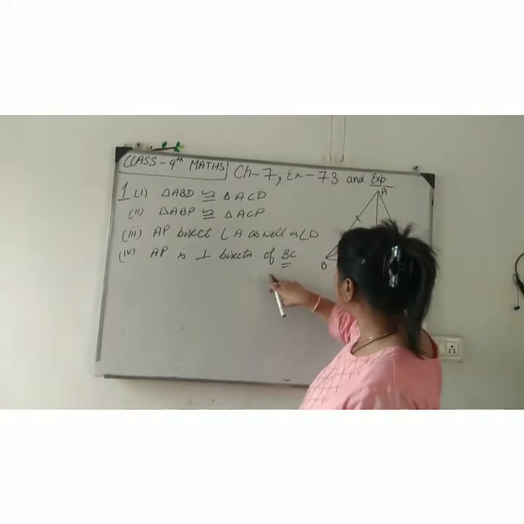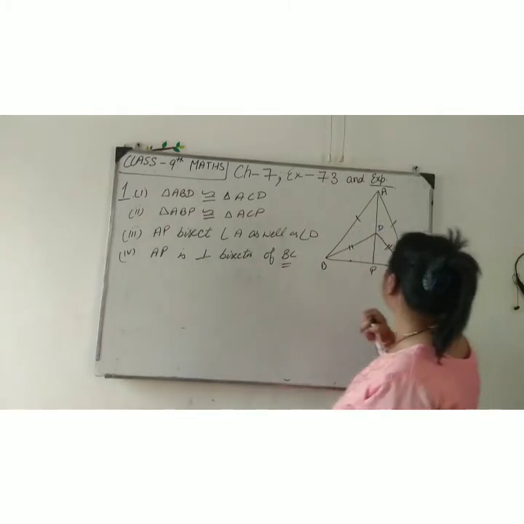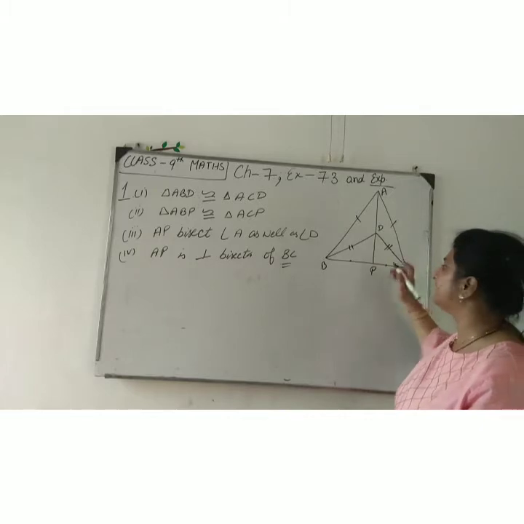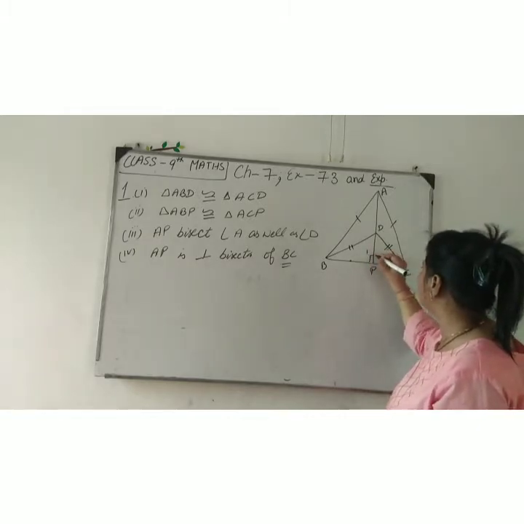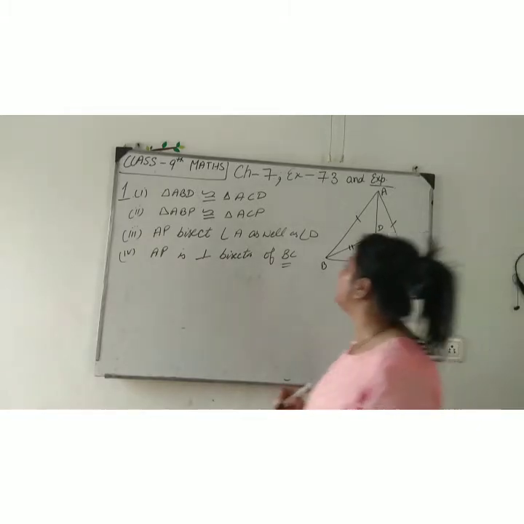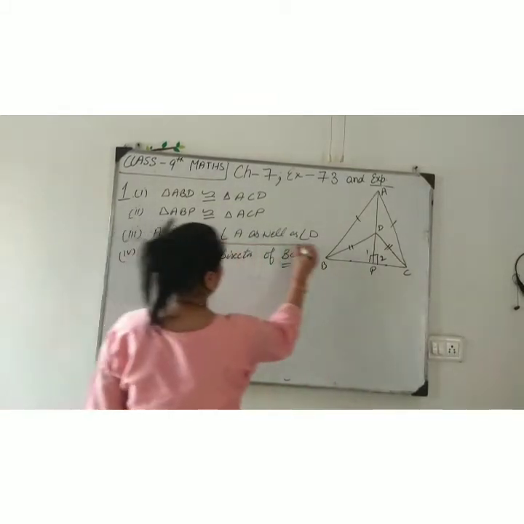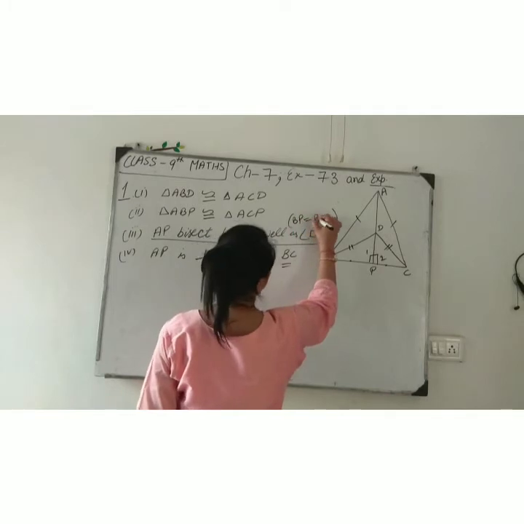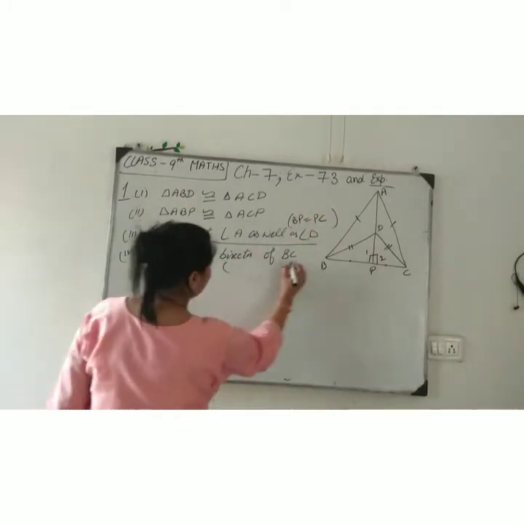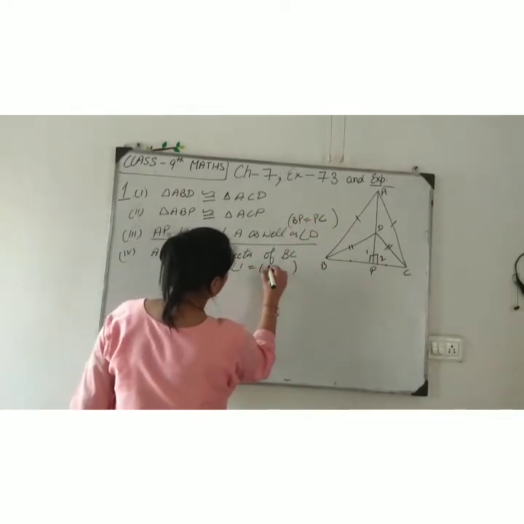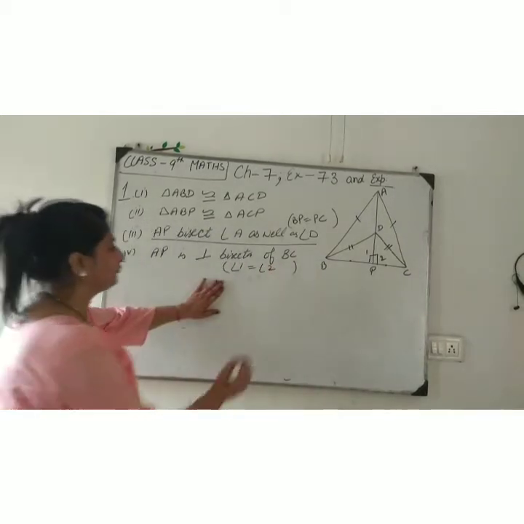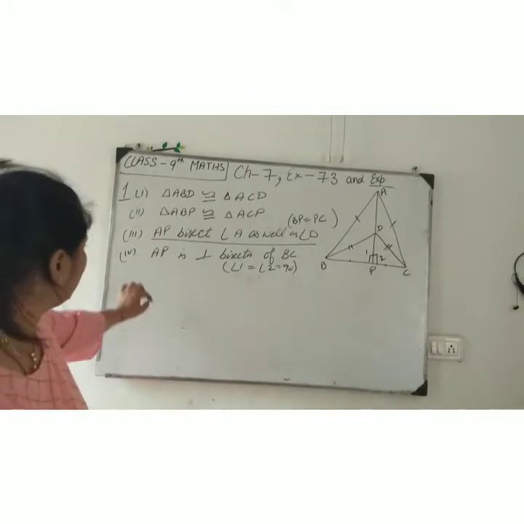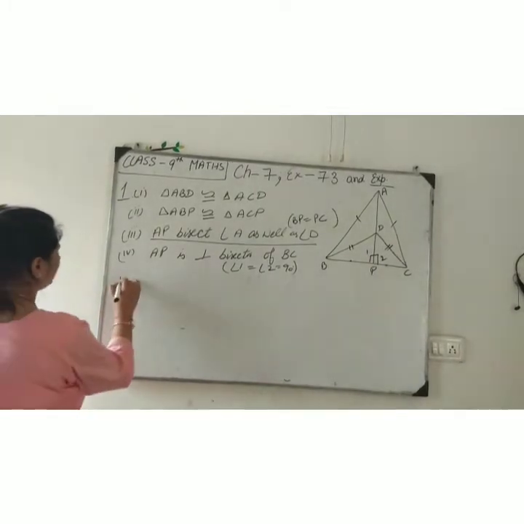AP is the perpendicular bisector of BC. AP, it means this line is a perpendicular bisector. It means I prove that angle 1 equals angle 2, 90 degrees. So here I prove BP equal to PC, and here I prove angle 1 equal to angle 2, and that it is equal to 90 degrees. These two things I prove in the statement. Now start from point 1.